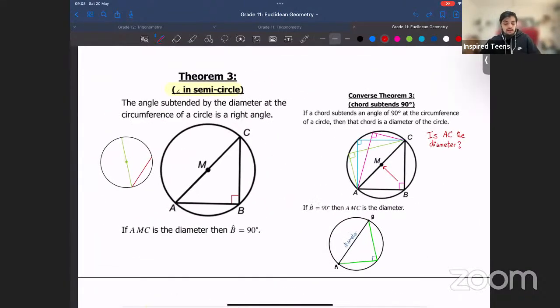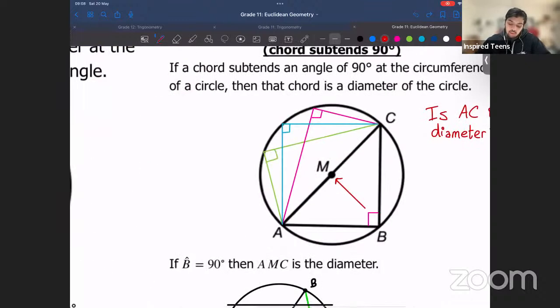Then we discussed this theorem, angles in a semicircle. Angles in a semicircle are equal to 90 degrees. Any angle subtended by the diameter is equal to 90. It's a perpendicular angle. We call it angles in a semicircle because when it's subtended by the diameter, of course, when there's a diameter, it separates the circle into two halves.